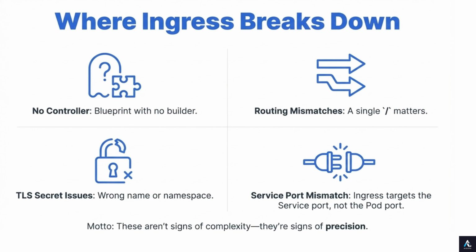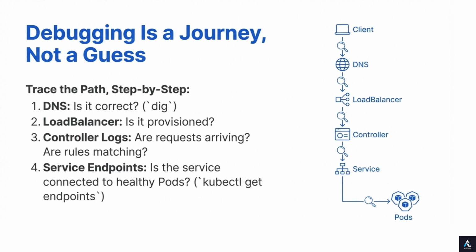These problems aren't signs that Kubernetes is overly complex. They are signs that it's precise. And working comfortably with that precision requires one key skill: learning to follow the traffic flow. Debugging Ingress really starts with a shift in mindset. You need to stop thinking in terms of YAML files and start thinking in terms of traffic flow.